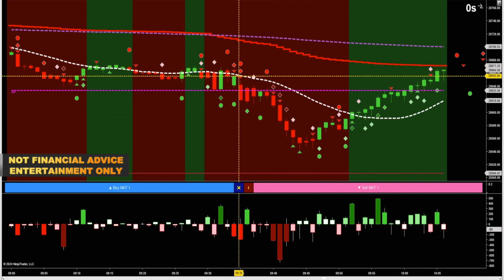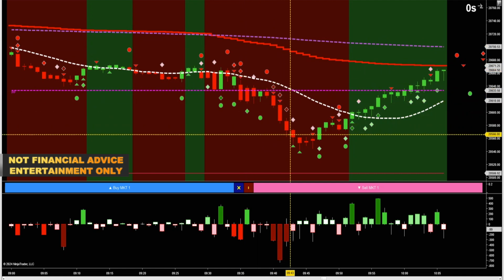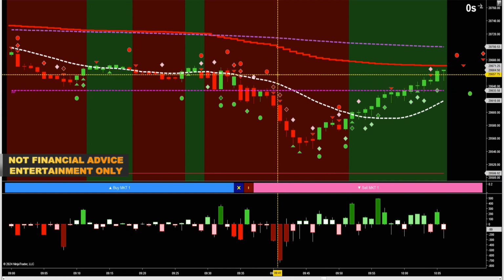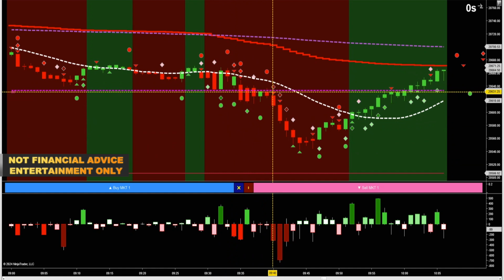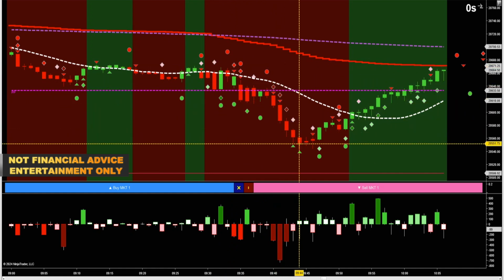Here we get a triple signal. Background's red, everything's red, and we do get a nice push down after that. Here's some double signals that are in perfect alignment. There's no conflicting signals like back here. Got all red double signals, red background. Get a nice push lower after those.